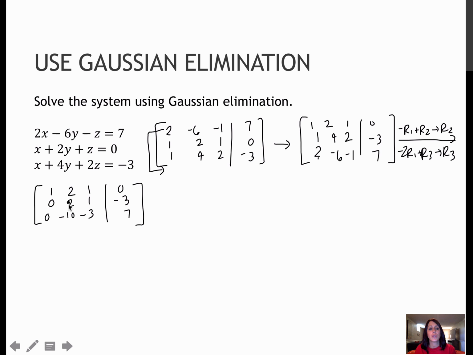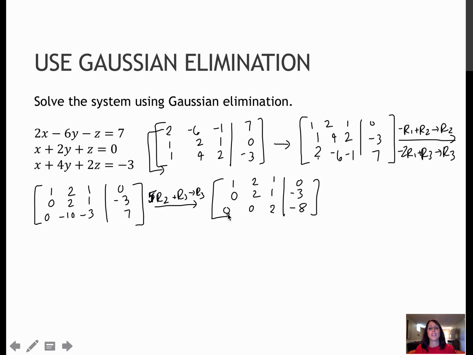I know that I also need this value to be a 1, and I need this value to be a 0. So before I turn this value into a 1, I'm going to go ahead and use this row. I'm going to use 5 times row 2 to make that a positive 10 so that it will cancel out with a negative 10 to make it a 0. So 5 times row 2 plus row 3 will be my new row 3. Notice that row 1 will remain the same and row 2 will remain the same.